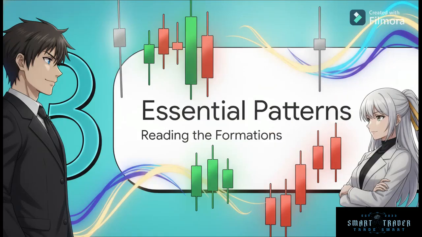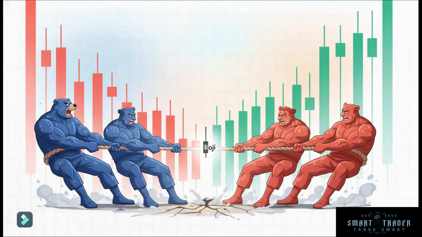All right, Section 3, essential candlestick patterns. Let's talk about reading the formations. So now that we know what individual candles represent, let's look at the stories they tell when they actually line up, starting with a total classic, the doji. Imagine a massive, grueling tug-of-war ending in a perfectly even tie. That is exactly what a doji is. The opening and closing prices are virtually identical, leaving this tiny or non-existent body with wicks on both sides. It signals absolute, perfect market indecision.